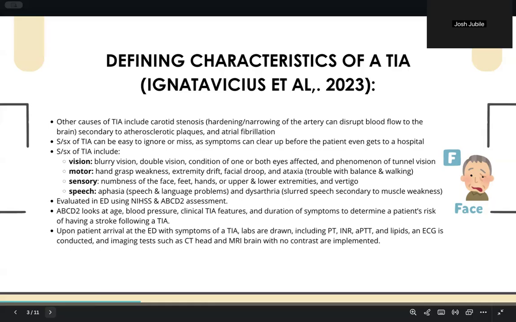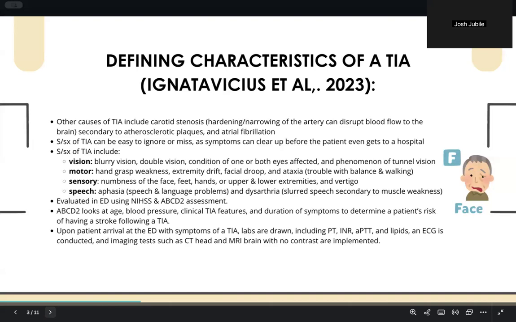Now, common signs and symptoms of a TIA include, as far as vision, blurry vision, double vision, one or both eyes being affected, and a phenomenon known as tunnel vision. For motor, the patient could have weak hand grasp, extremity drift, facial droop, and ataxia, which is trouble with walking and balance. For sensory, the patient could be feeling some numbness in the face, feet, hands, or upper and lower extremities, along with vertigo. Now, for speech, the patient could be struggling with aphasia, which is language problems, and dysarthria, which is slurred speech secondary to muscle weakness.